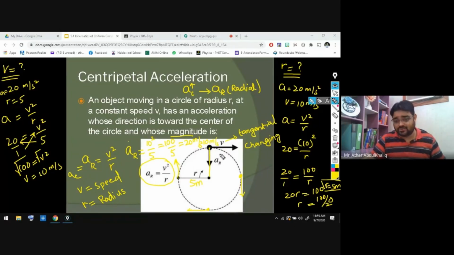One thing I didn't tell you: what is the angle between v and a? You can see from the figure, it's 90 degrees, because a is along the radius and v is tangent. So the radius and the tangent always have a 90-degree angle.